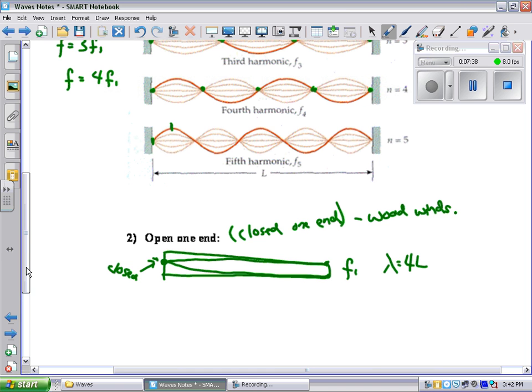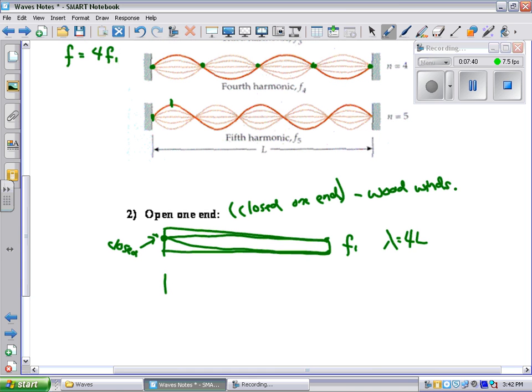Now my next one, when I go up and I get to the second harmonic, for the second harmonic, I have to add one more node. So I'm going to have the node at the end, and then I have to have another node, say someplace down here. And at the node, it's going to be destructive interference, so there's no amplitude. And then at this open end, it has to have a maximum in amplitude. So it's going to look like this.